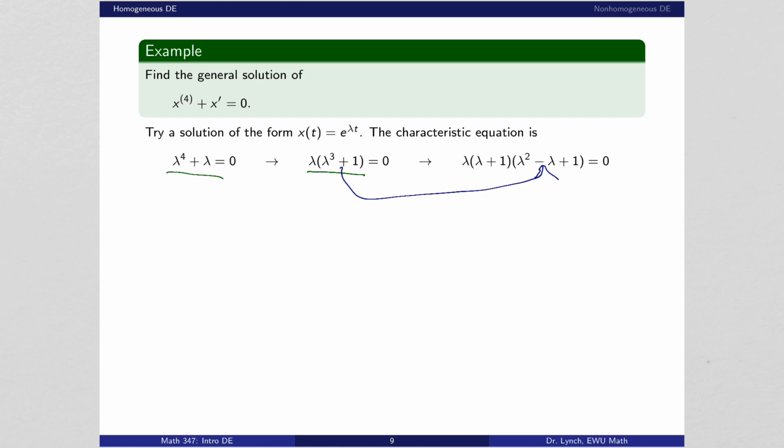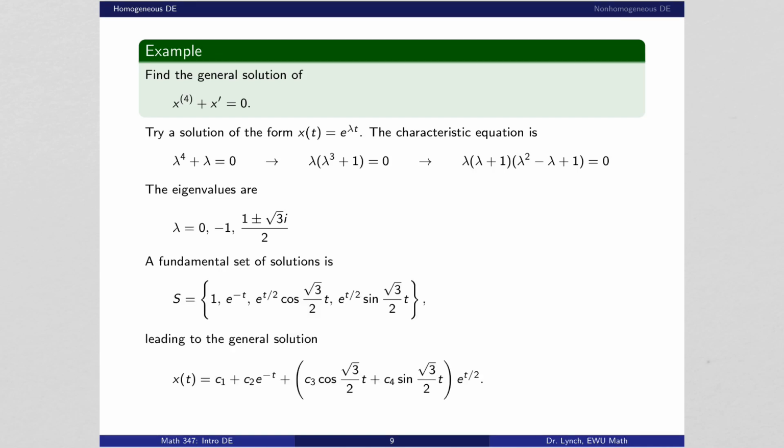Okay, so now it's quick to pick off eigenvalues. One of them is certainly 0, and one eigenvalue is minus 1. And there are 2 more eigenvalues that correspond to roots of that quadratic equation, which turn out to be 1 plus or minus i root 3 over 2. So corresponding to those 4 eigenvalues, we obtain 4 linearly independent solutions. Fundamental set of solutions is 1, right? That corresponds to the eigenvalue 0. The eigenvalue minus 1 corresponds to e to the minus t. And then, of course, corresponding to these complex conjugate roots, we get cosines and sines times exponentials.